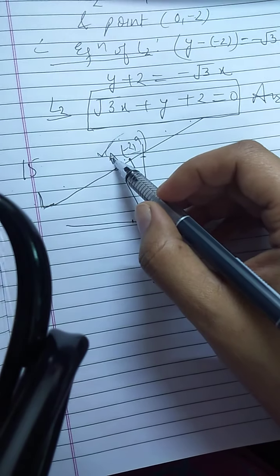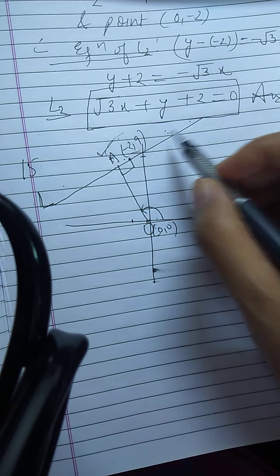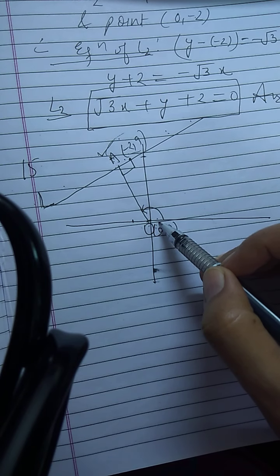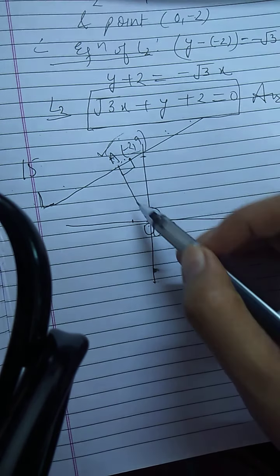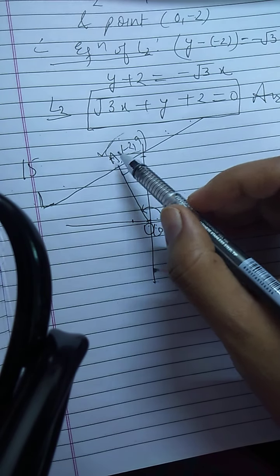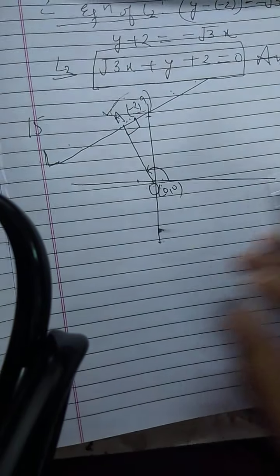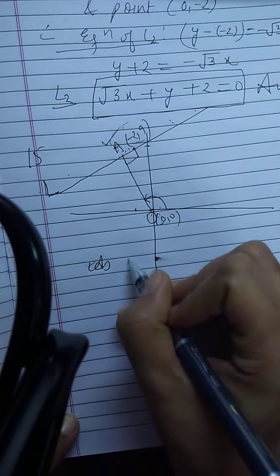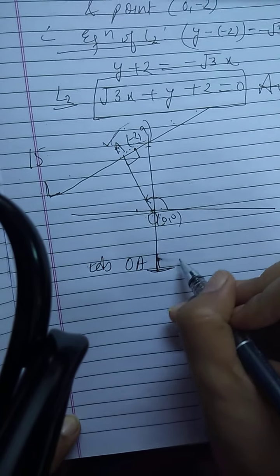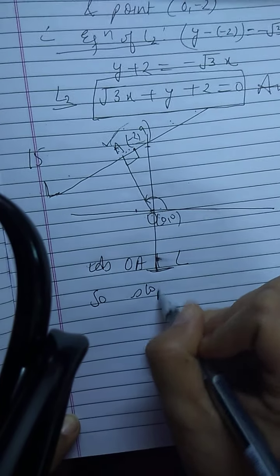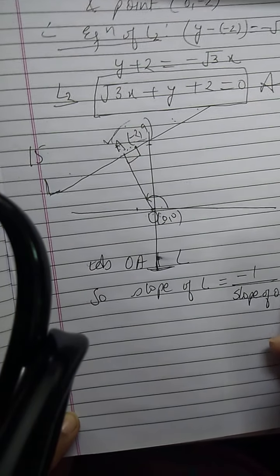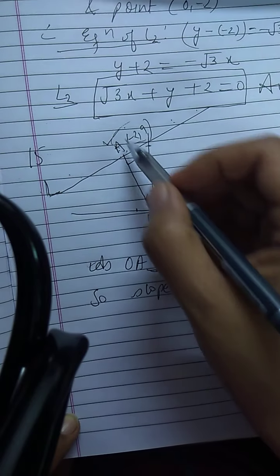So the product of the slope of OA and the slope of L will be equal to -1. The slope of OA we can calculate. O is (0, 0), A is (-2, 9), right? So the slope of OA you will calculate, and a point is given, so the equation of line L can be written easily. As OA is perpendicular to L, the slope of L will be the negative reciprocal of the slope of OA. With (x1, y1) as (0, 0) and (x2, y2) as (-2, 9), you can calculate that, right?